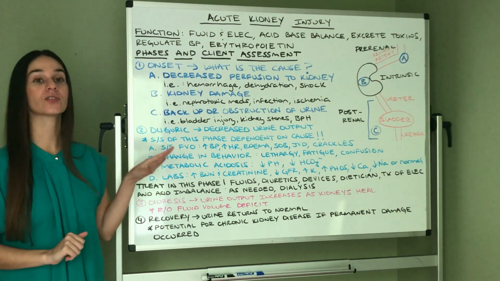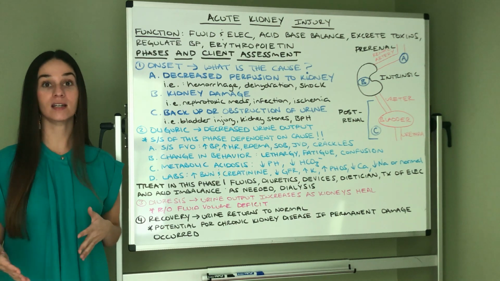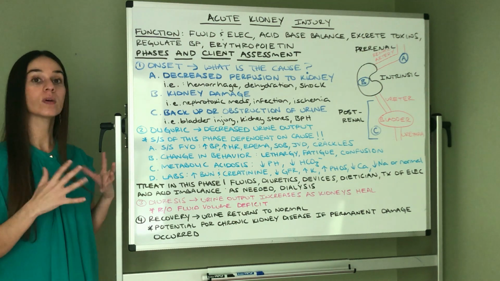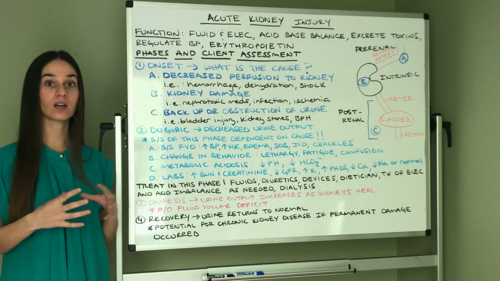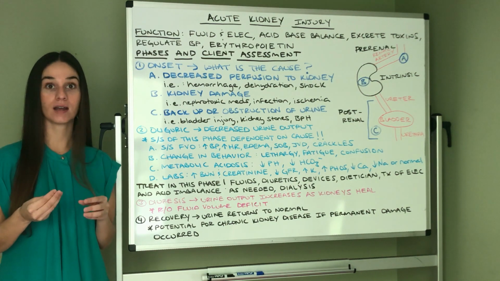So acute kidney injury is very different from chronic renal failure or chronic kidney disease. So be on the lookout for a video coming on that, but when we're talking about acute kidney injury, we're talking about the kidneys are hurt in a very rapid onset.